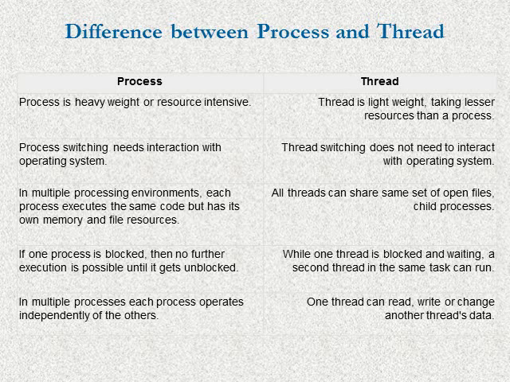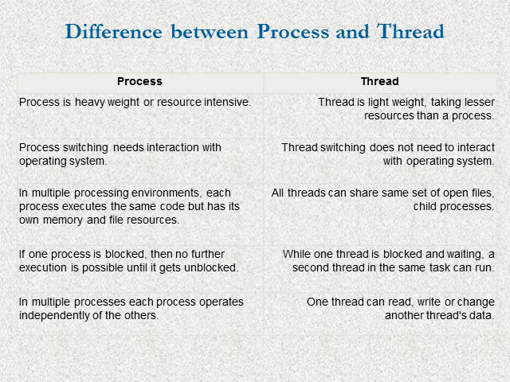The third difference between processes and threads is that when we have a multi-processing environment, each process has its own memory, all the files and everything associated with it in an independent manner. While on the other hand, all threads of the same process can share all the resources from that process. So they can share all the files, all the child processes, everything among each other.